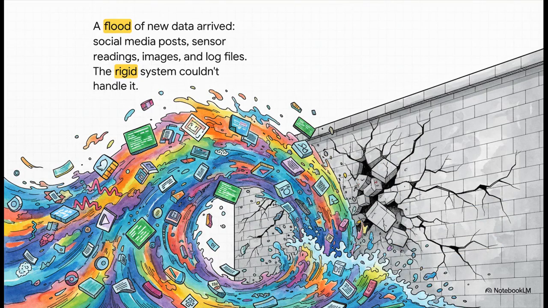And then, boom, the internet just completely changed everything. All of a sudden, companies were just drowning in this flood of totally new kinds of data that just would not fit in that neat reservoir. We're talking unstructured stuff. Social media posts, pictures, complicated log files from websites, endless streams of data from sensors. The old rigid system just couldn't keep up with the chaos.